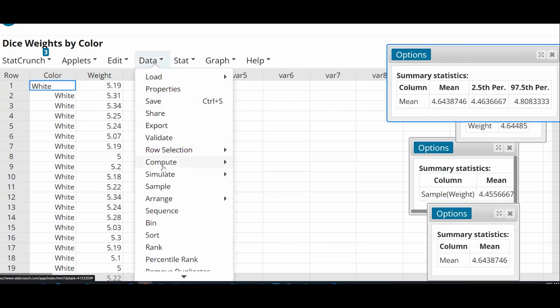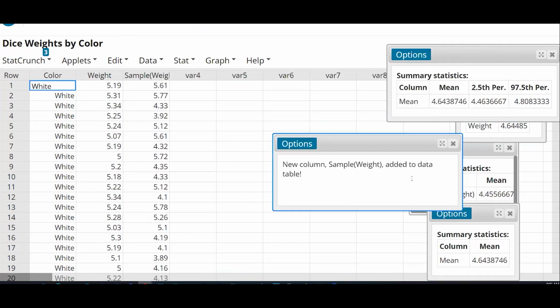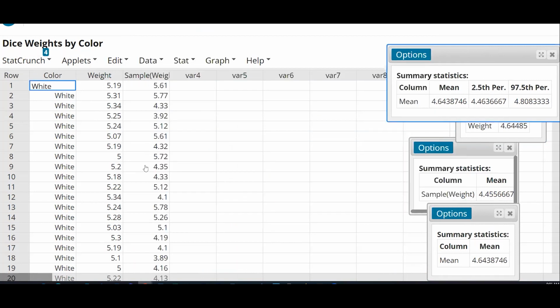So just going to take a new sample of the weights. Let's do 30 again. So I've got a sample of size 30 of the weights, and StatCrunch randomly chose them from the weight column. So in bootstrapping, the reason why we call it bootstrapping is that the sample is going to pull itself up by the bootstrap and become the population.